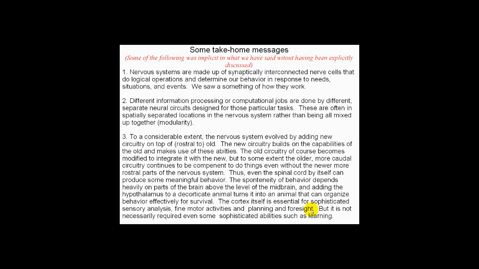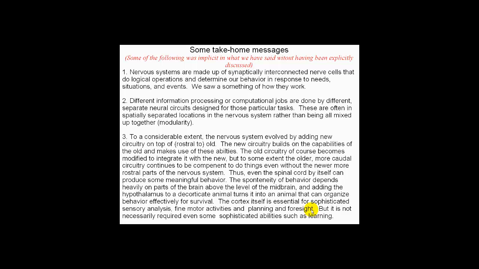But to some extent, the older, more caudal circuitry continues to be competent to do things even without the newer, more rostral parts of the nervous system. Thus, even the spinal cord by itself can produce some meaningful behavior, that we've talked about a lot. Thus, even the spontaneity of behavior depends heavily on parts of the brain above the level of the midbrain.